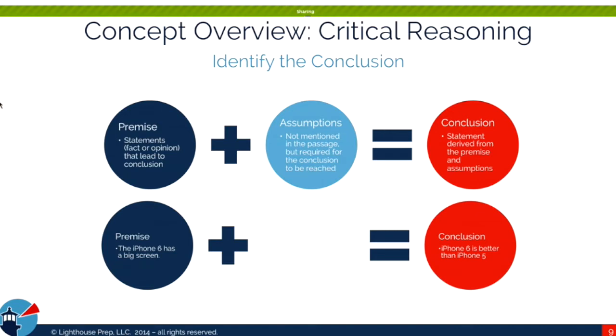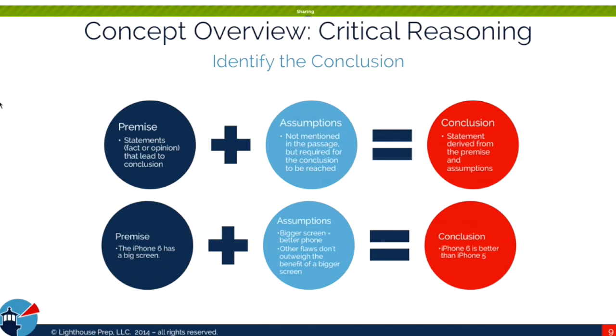So the assumptions here might be, for example, a bigger screen means a better phone, right? Because some people might not like having a bigger screen. And that other flaws don't outweigh the benefits of a bigger screen. So for example, you can't conclude that the iPhone 6 is better than the iPhone 5 without knowing what other features or benefits it offers, right? It might have less battery life, or it might have worse reception, or it might be a less stable design. Any of those things could apply.